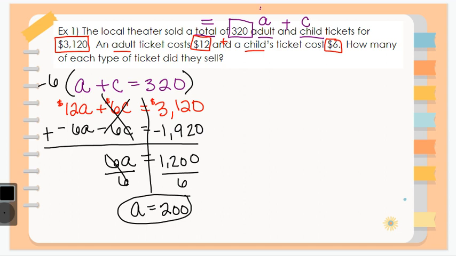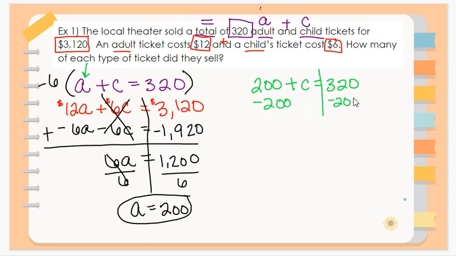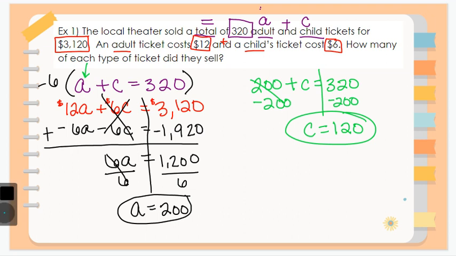Now we need to figure out how many children tickets were sold. So we need to take A and plug it into either of these equations. So I'm going to use the top one since it's the easier one, and I'm going to plug that in here. So that means it'll be 200 plus C equals 320. So subtract 200, and I get C equals 120. So now we know the number of child tickets that were sold.